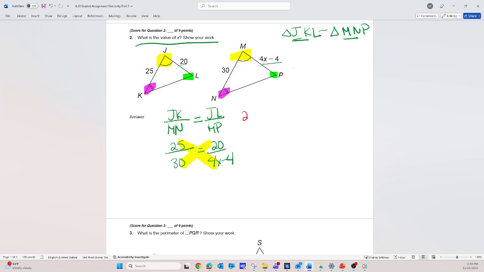So it's going to be 25 times 4x minus 4 equals to 20 times 30. So you're going to do distributive property, right? 25 times 4. You're going to do that on your own. And then 25 times negative 4. So you're going to get two answers in here. And then equals to 20 times 30. You're going to get another answer. And then you're going to isolate X. You're going to get a value.